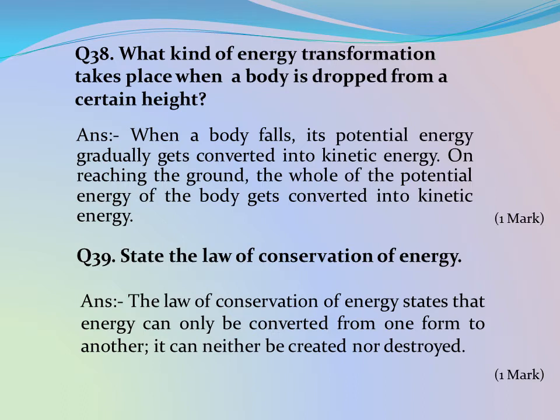Question number 38. What kind of energy transformation takes place when a body is dropped from a certain height? Answer: when a body falls, its potential energy gradually gets converted into kinetic energy. On reaching the ground, the whole of the potential energy of the body gets converted into kinetic energy.